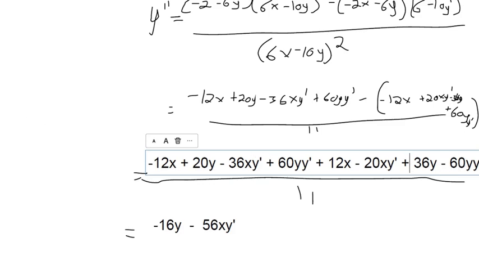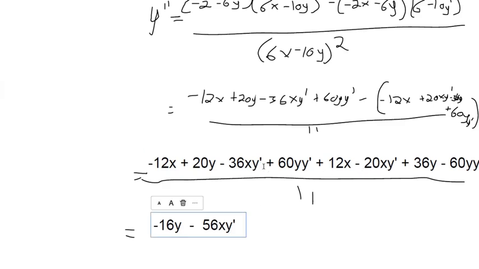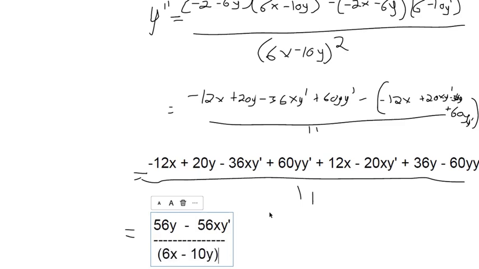So the y prime terms cancel, and then my coefficient here is wrong because negative 36xy prime. Is that wrong? No, I had that part right. My y terms did not perfectly cancel. I got 20y plus 36y, so that should be 56y. Okay, so with that correction, the y prime terms cancel out. I think I've done everything. They've all canceled nicely here. And then this is all over 6x minus 10y squared.